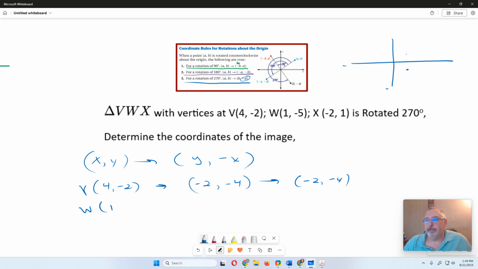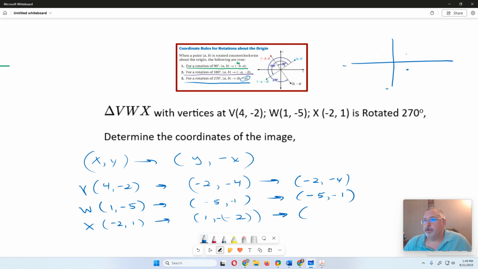W is at (1, -5). Again, we apply our rule. We swap, and we're at (-5, 1). This time we take the opposite of the 1, and so we'll have a set of coordinates at (-5, -1). And then finally we've got X at (-2, 1). We'll swap the x and the y, so we've got (1, -2). This time we find the opposite of the first term, and this will give me a set of coordinates at (1, 2).